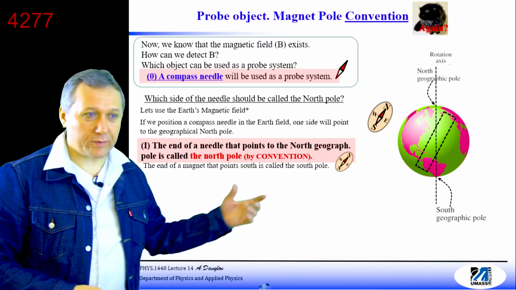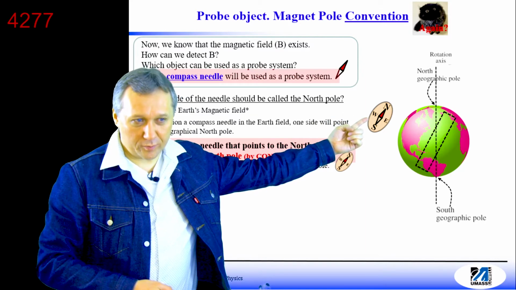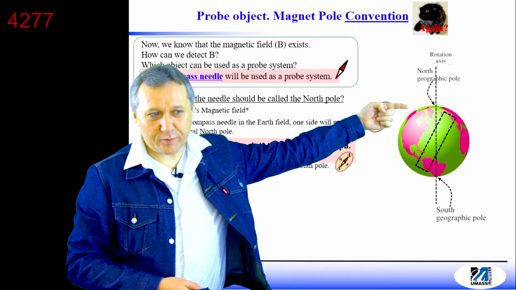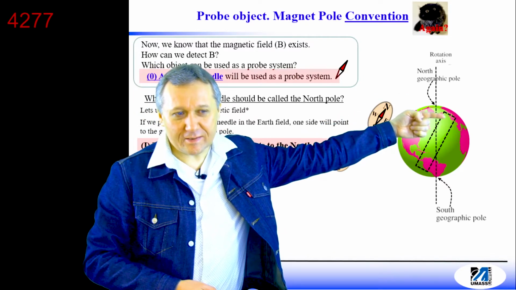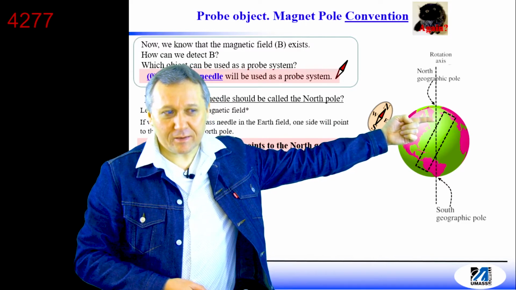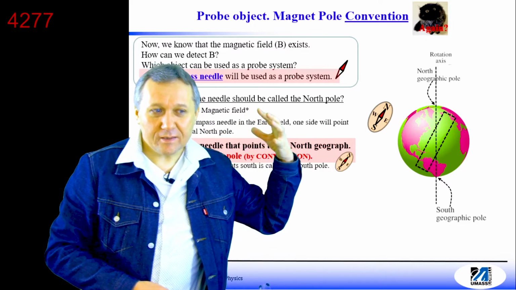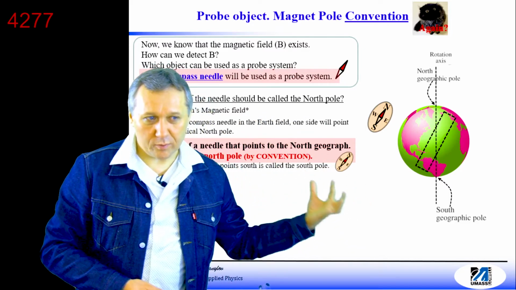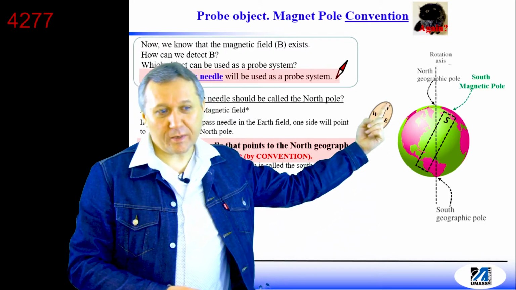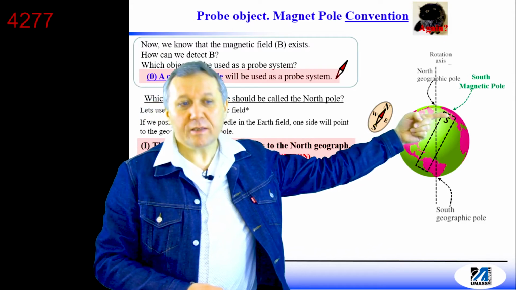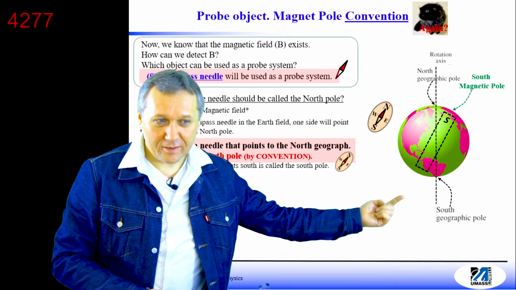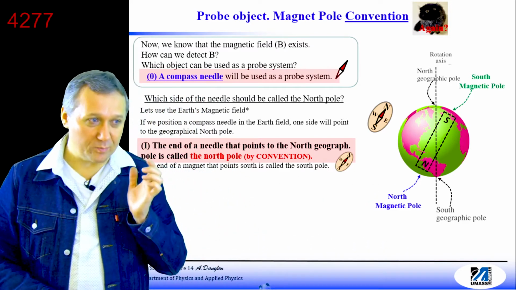So since the North Pole of the compass needle is attracted to that side of the Earth, it means that this side of this magnet is the south magnetic pole of the Earth. North gets attracted to south, right? So if this is the north magnetic pole of the needle, that should be the south magnetic pole of the Earth. And of course, the opposite side is the north magnetic pole of the Earth.